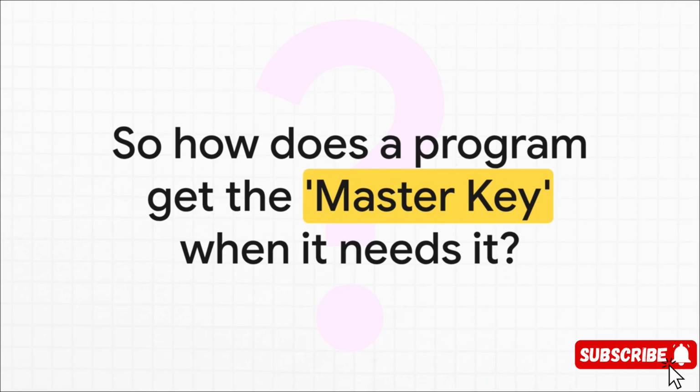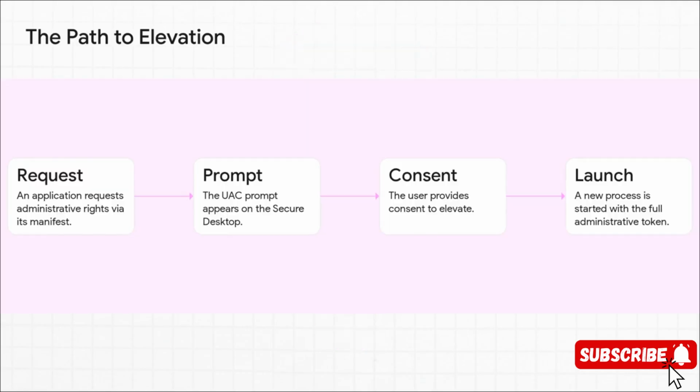Okay, so that brings up a pretty obvious question, right? If everything starts out with limited power, how does a program get its hands on that master key, that full admin token, when it actually needs it to, say, install something or change a critical setting? Well, that whole process is called elevation. And this path to getting more power is brilliantly simple.